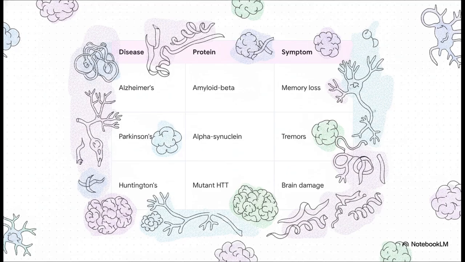In Alzheimer's, amyloid beta and tau proteins misfold and form those plaques we talked about, causing immense neuronal damage and memory loss. In Parkinson's, a protein called alpha-synuclein misfolds into aggregates that specifically target dopamine-producing neurons, causing severe tremors. And in Huntington's, a single mutant protein clumps up in neurons, triggering tragic progressive brain damage.